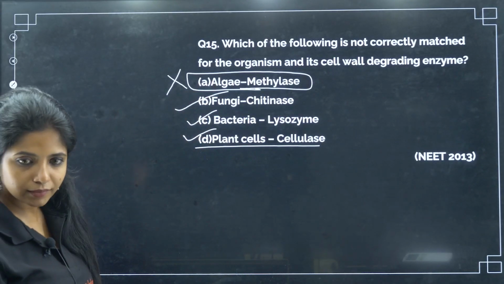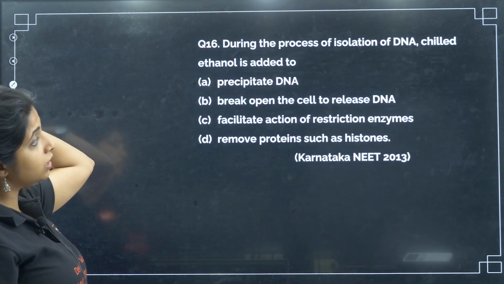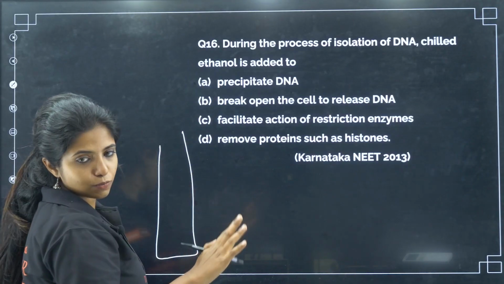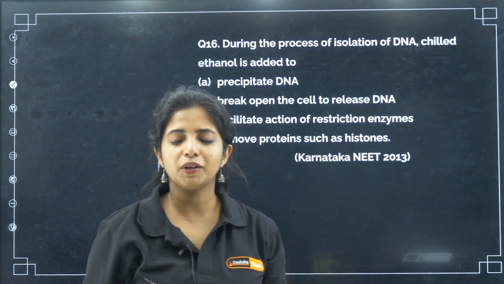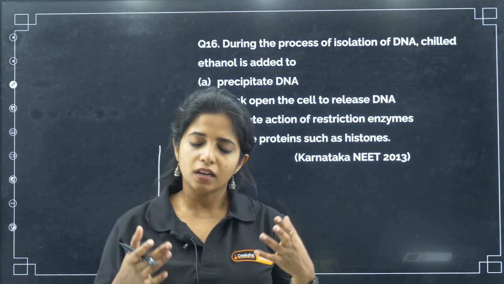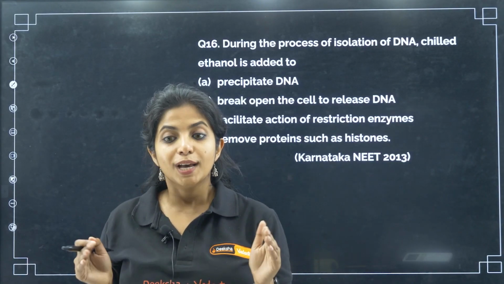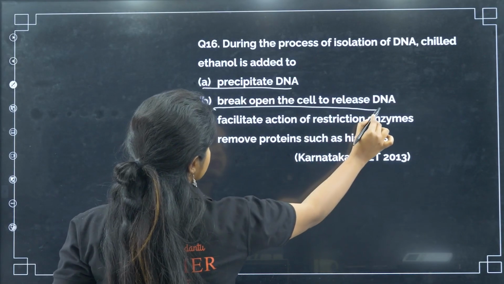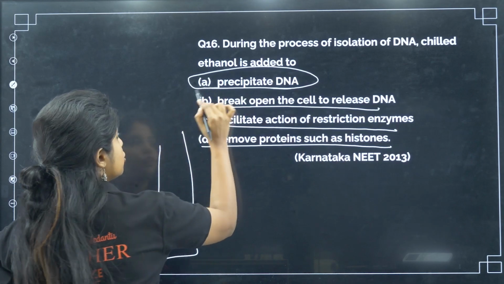Now, during the process of isolation of DNA, chilled ethanol is added to what? When you want to isolate DNA from proteins and other things, you use RNase to cut down the RNA molecules and protease to cleave the proteins. Now we are left with DNA, but you want to separate it out, so you add chilled ethanol. What exactly happens? Your answer is to precipitate DNA.